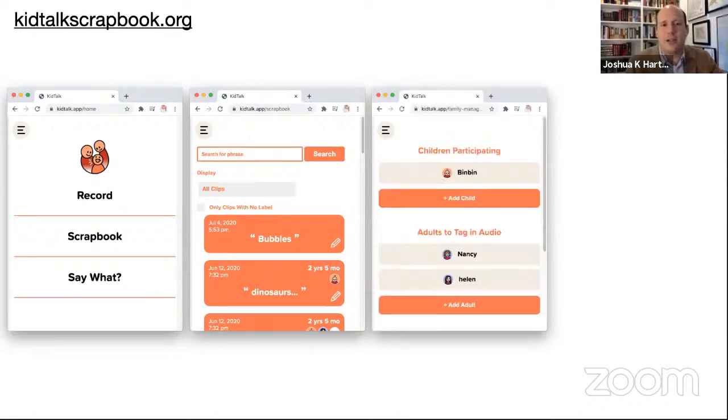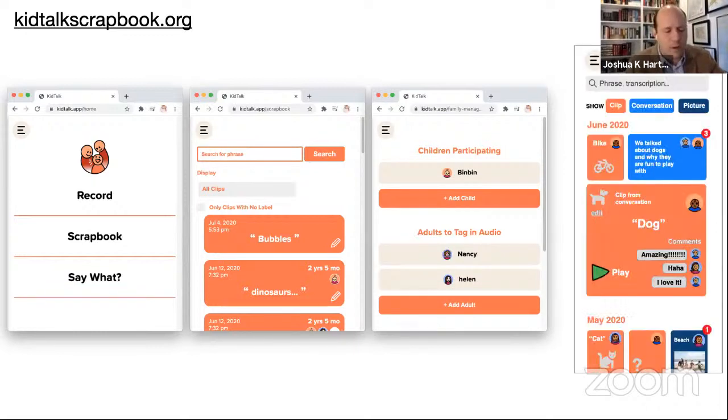And you can share your scrapbook with basically whoever you want to. So that's sort of like the social media part. This is really inspired by something my family was already doing on Instagram. We're rolling out new features constantly.